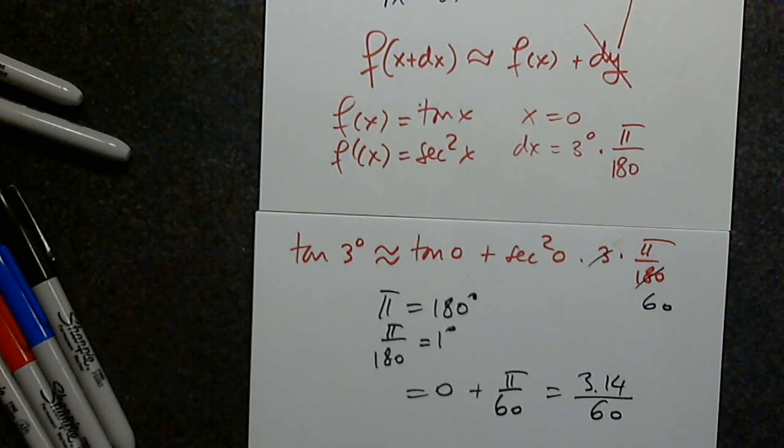So let's do this and check. So tangent, if I plug in degrees, I have to have the degree mode. So I want tangent of 3 degrees. And now I want 3.14 divided by 60. Or I don't want that. I want pi, the entire pi, divided by 60.